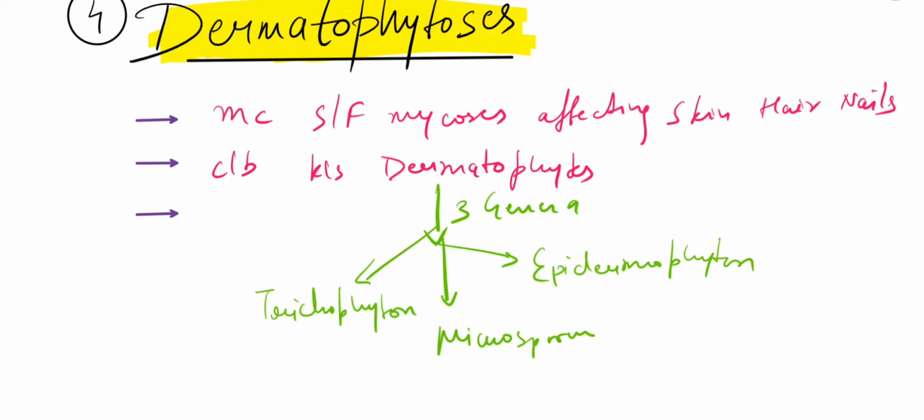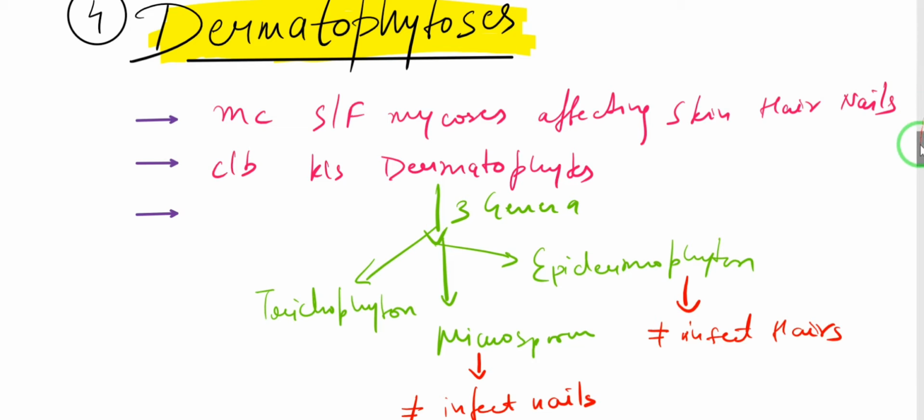Trichophyton is not going to spare anything. It will infect all three structures, that is your skin, your hair, your nails. But Microsporum and Epidermophyton are kind of biased. Microsporum does not infect your nails and Epidermophyton does not infect your hair.